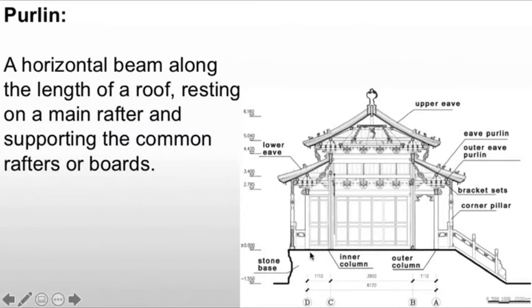Almost every building that we see is going to be built on a stone base to raise it up off the ground. This is necessary because this is all wood architecture. We will also see the use of purlins, which is a horizontal beam along the length of a roof, resting on a main rafter and supporting the common rafters or boards. So we see these intermediate beams here, and those are our purlin.